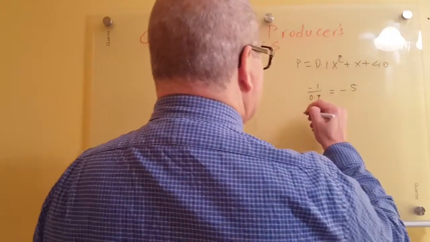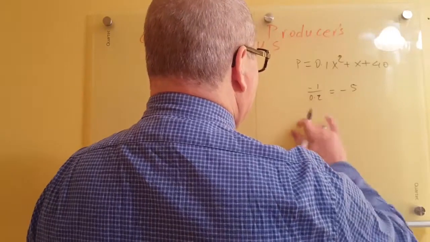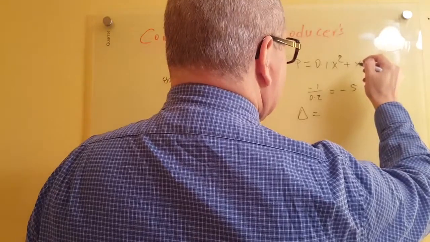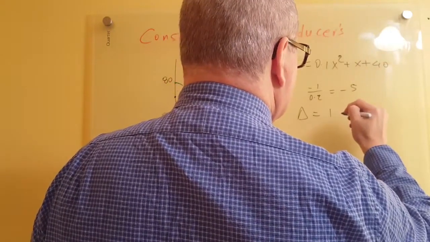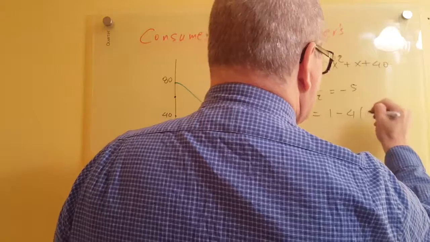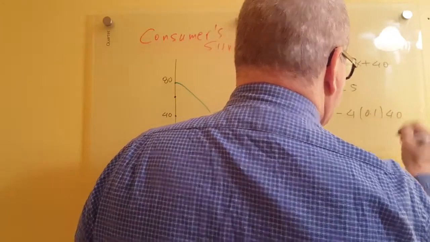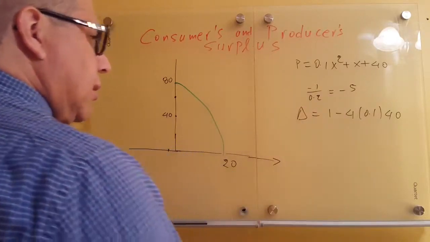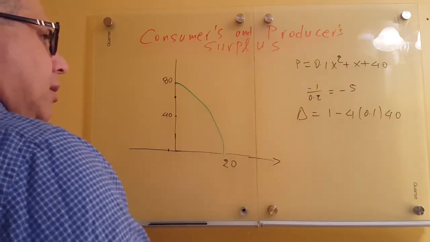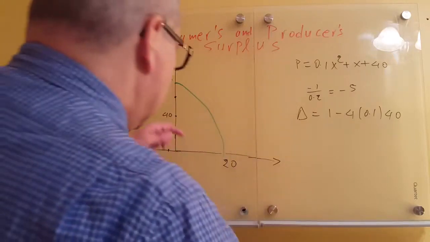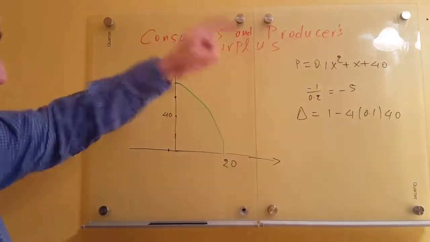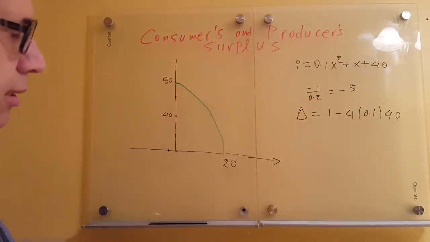And if you see here, the discriminant of this quadratic is b squared, which is 1 squared, which is 1, minus 4 times 0.1 times 40. Of course, this is a negative number. So that means this equation doesn't have roots, so this graph does not intersect the x-axis.